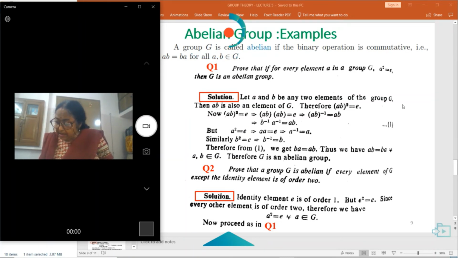Now, A square is equal to E. This implies A into A is equal to E. That means A inverse is equal to A. Similarly, B square is equal to E, that is, B inverse is equal to B. Therefore, from 1 we can prove that AB is equal to BA. Thus, we have AB is equal to BA for every element A and B belonging to G. Therefore, G is an abelian group.